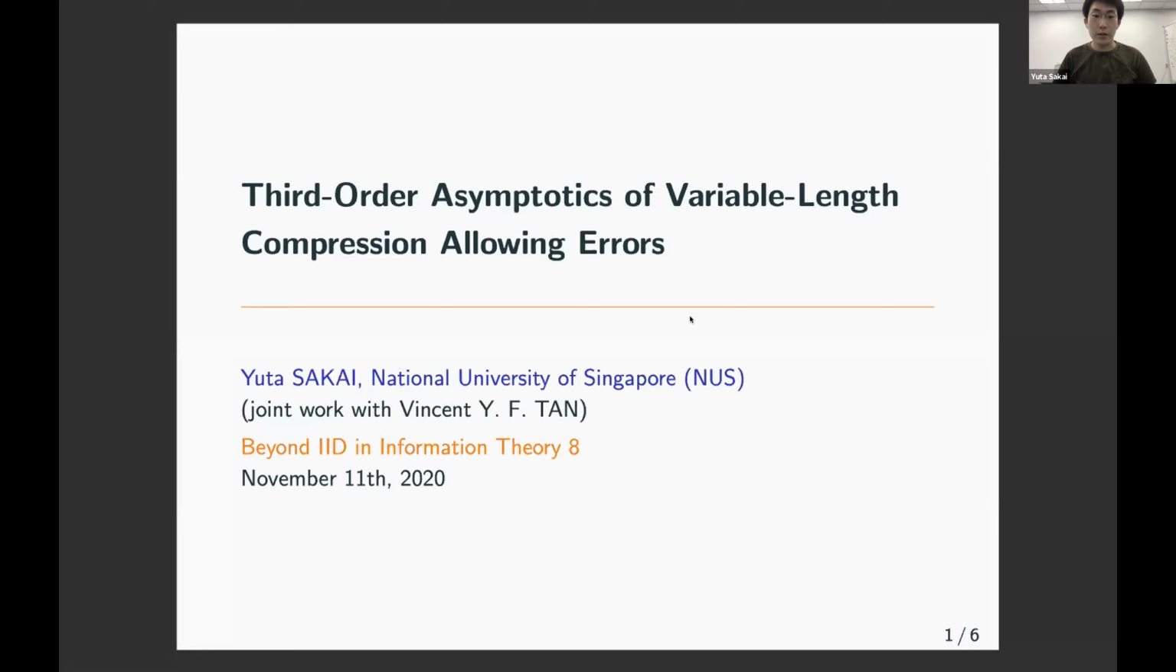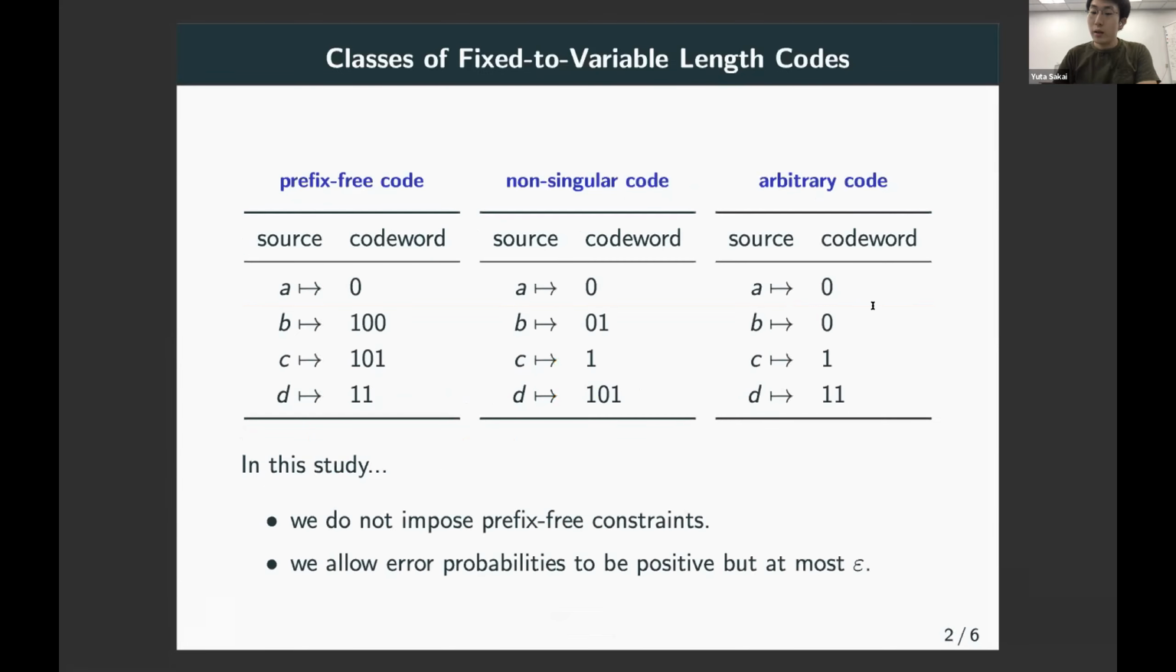So, thank you for coming to my lightning talk. The title of this talk is Third order asymptotics of variable length compression allowing errors. This is a joint work with my supervisor, Vincent Tan. This talk is fully classical information theory, not quantum information theory.